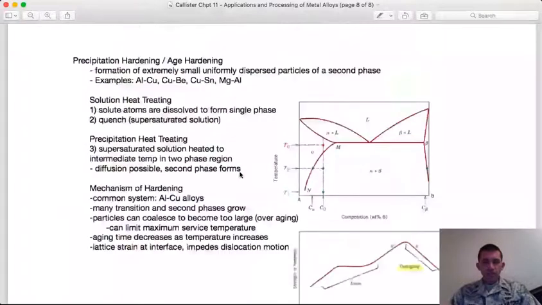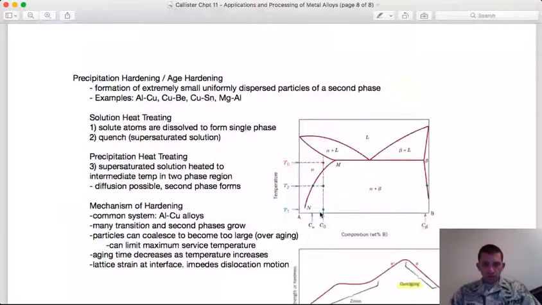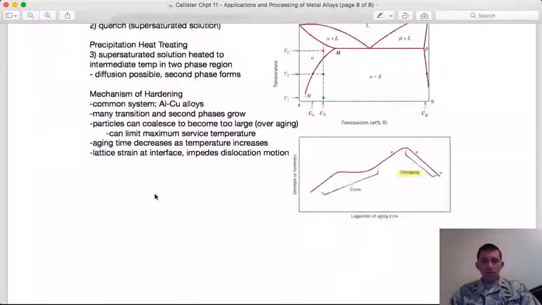Right, that's also right. The time after the quench that we hold the material at an elevated temperature is typically called aging. So this mechanism is also called age hardening because it only gets harder as you age it to form those precipitates, those secondary phases.